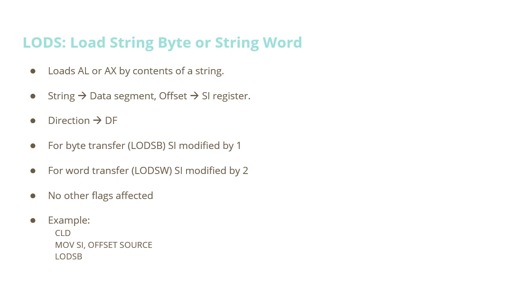The first instruction is CLD, which is to clear the direction flag, which indicates that it is in the auto increment mode. Next instruction is MOV SI, offset source. So the offset address of the string that has to be loaded is present now in the SI register. Next instruction is LODSB. So the string that has to be loaded is now represented using the DS:SI pair. The instruction LODSB will now load the string that is present in the DS:SI combination into the AL register.